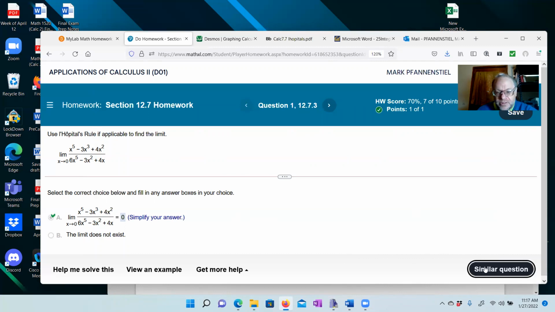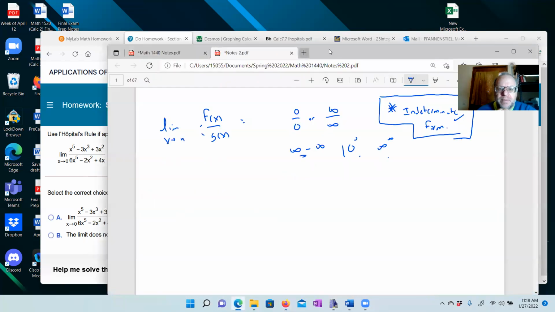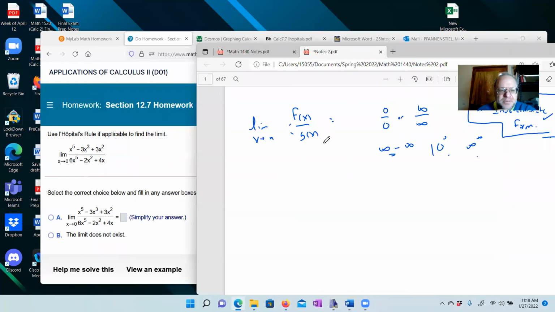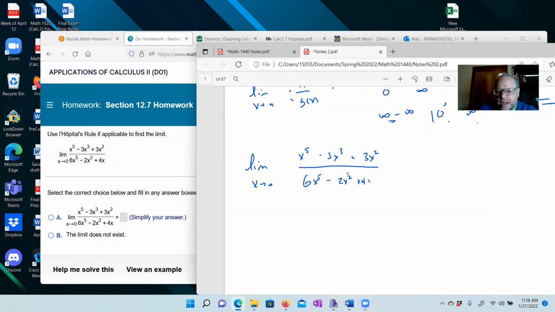All right, let me go ahead and get a similar question because I solved this one already. Let's see. All right, so this one here is barely noticeably different, but there it is. So we have the limit as x goes to 0 of x to the 5th minus 3x cubed plus 3x squared, all divided by x to the 5th minus 2x squared plus 4x.